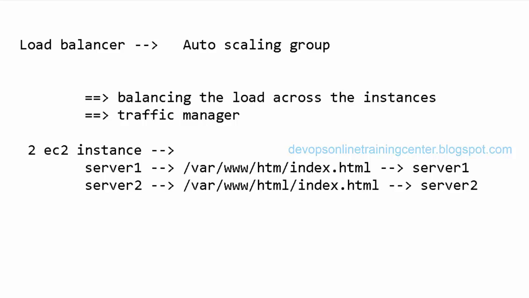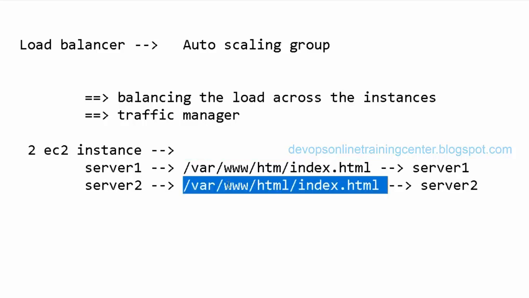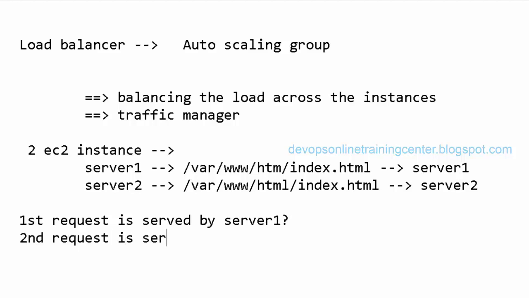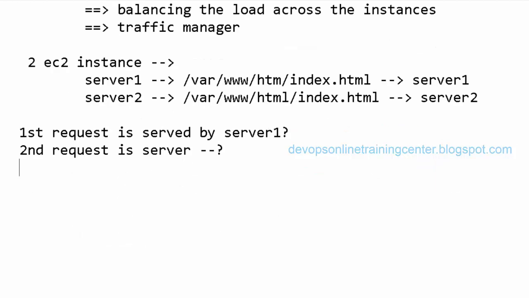So we set up the load balancer, we add the instances to it, then we configure the security groups to allow HTTP. When we hit the load balancer, the first web request, where is it going? Is the first request served by server 1 or server 2? Server 1. Or the second request, so we'll see by hitting the load balancer URL, just to check how the traffic is distributed between the two instances.